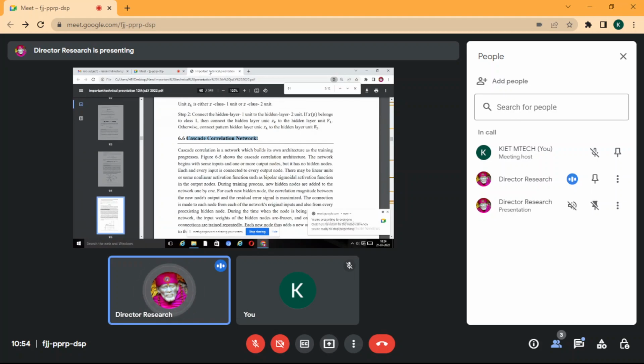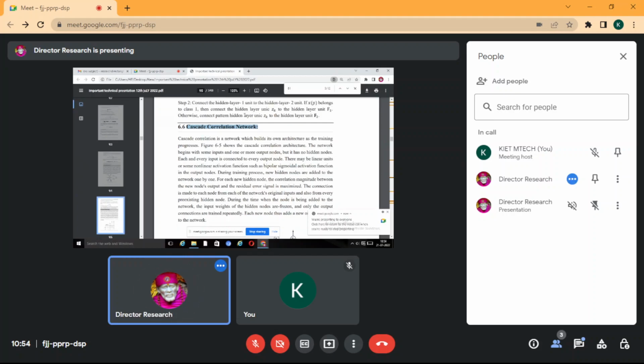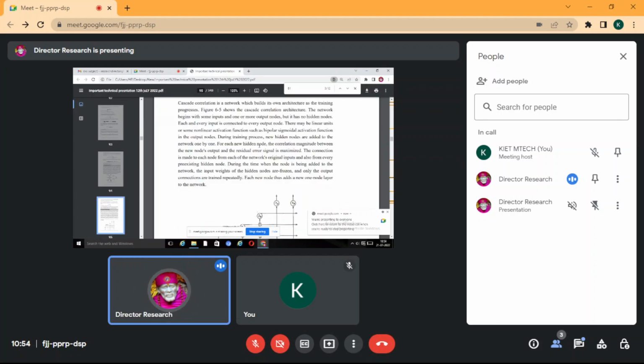Cascade correlation network, which builds its own architecture in the training process. Cascade correlation architecture, again we have to learn. The network begins with some inputs and one or more output nodes. It has hidden nodes. Each and every input is connected to every output node. There may be linear units or some nonlinear activation function, such as bipolar sigmoidal activation function, in the output nodes. During the training process, new hidden nodes are added to the network one by one.